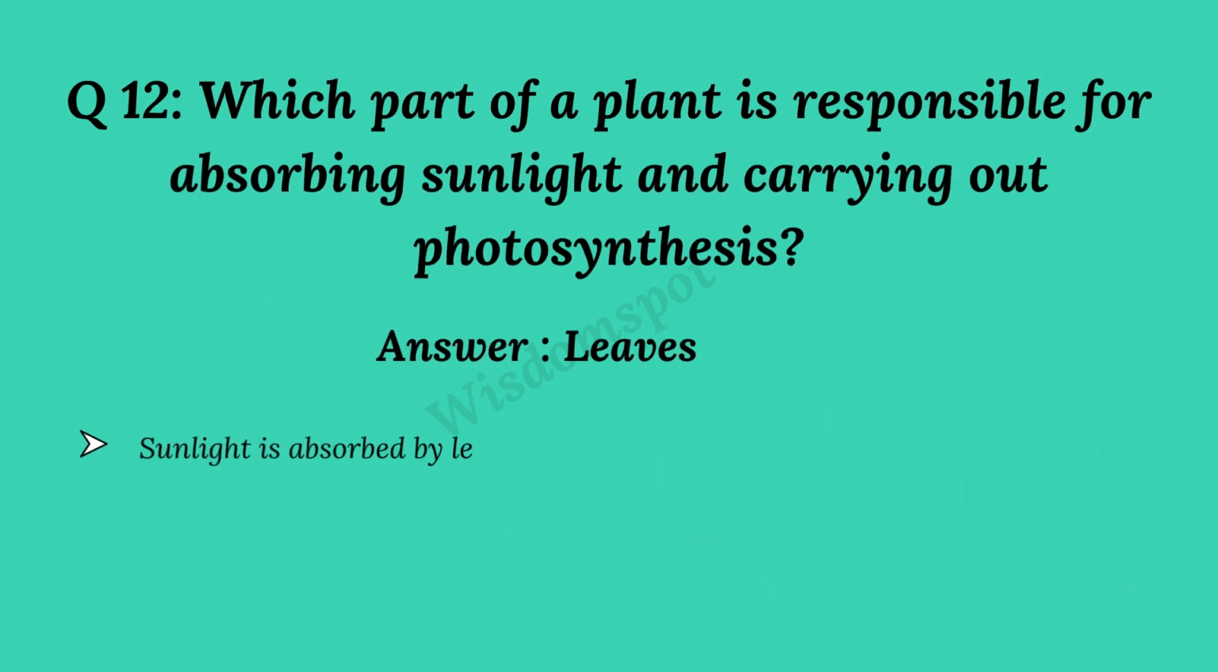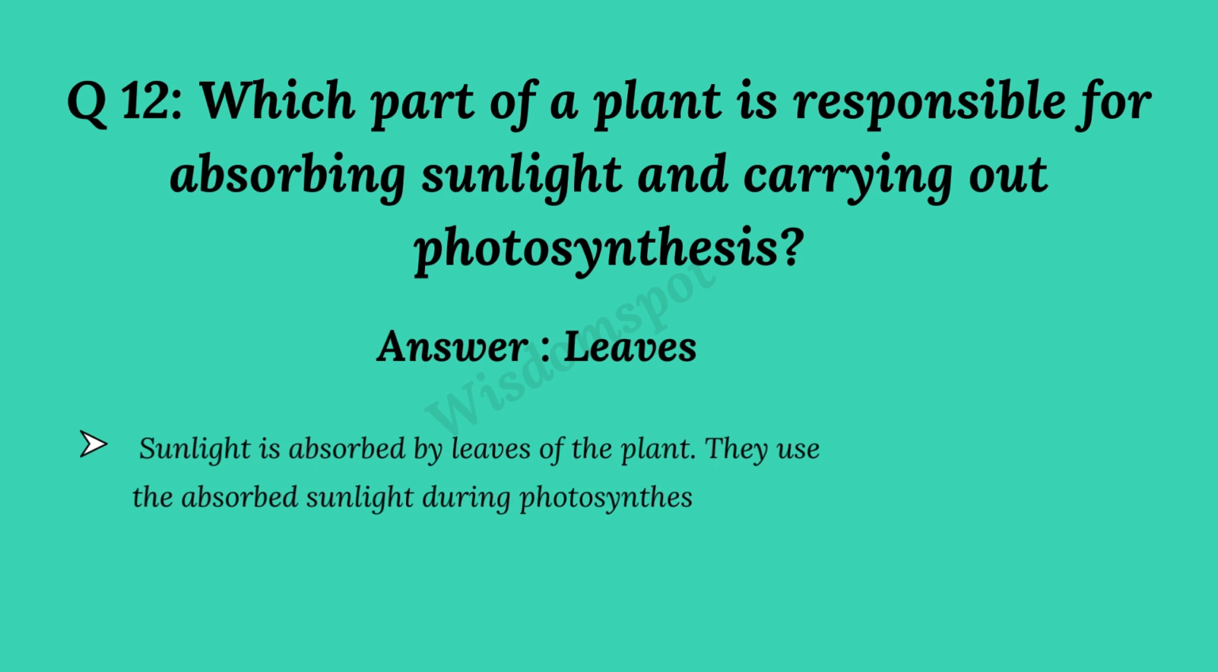Which part of a plant is responsible for absorbing sunlight and carrying out photosynthesis? Answer: leaves. Sunlight is absorbed by the leaves of the plant. They use the absorbed sunlight during photosynthesis to make their own food.